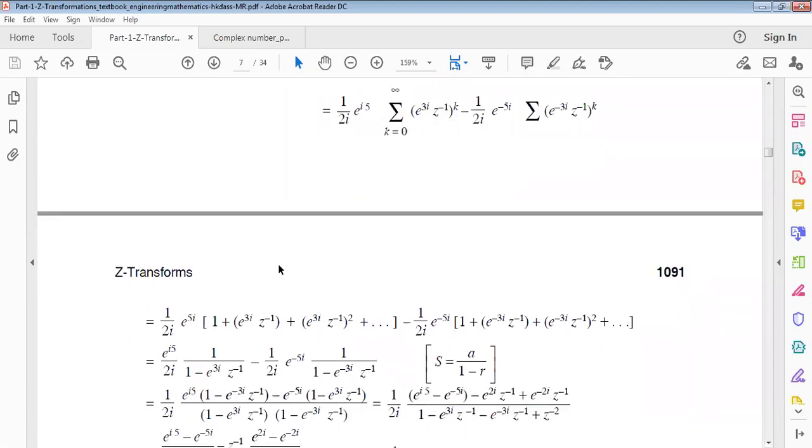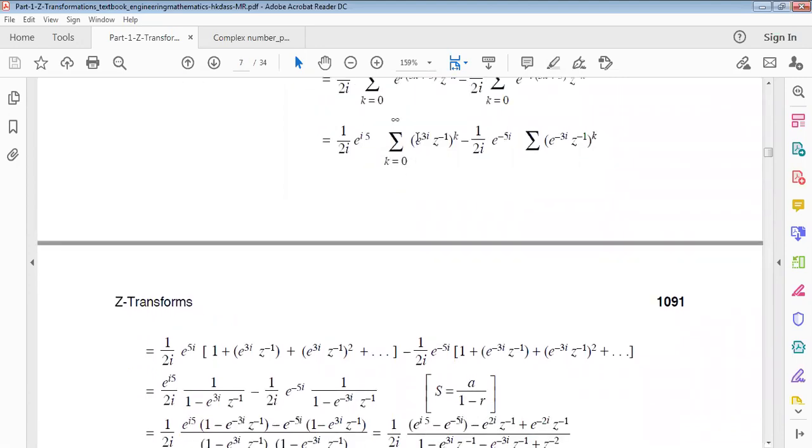Now after putting the values k equals 0 to infinity, if you put k equals 0, the first term will be 1, something to the power 0, which is 1. Then for k equals 1 we get the second term, for k equals 2 the third term, and so on up to infinity. Now minus 1 by twice i, e to the power minus 5i, this is also a constant.